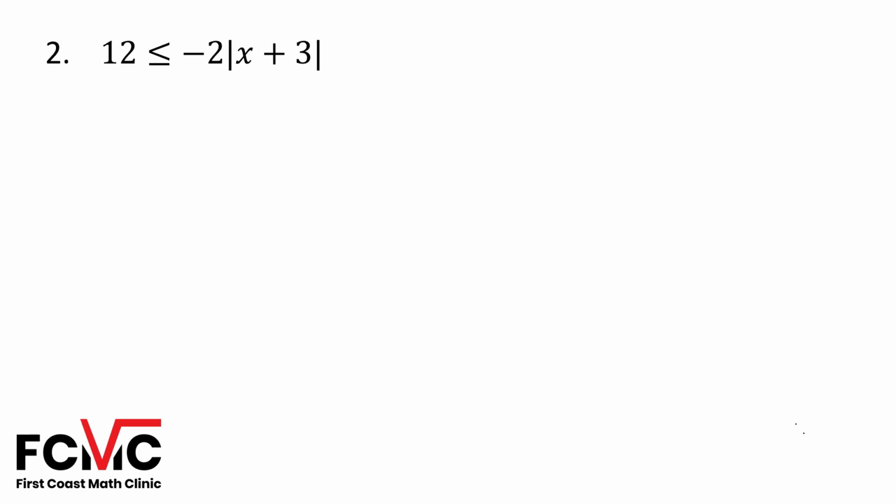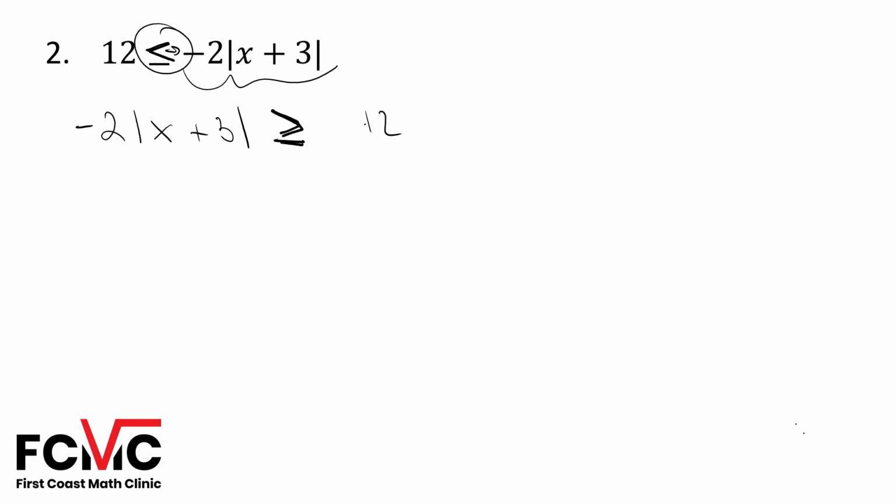For number 2, we've got 12 is less than or equal to negative 2 times the absolute value of x plus 3. I like reading this again left to right, so I want to put this absolute value on the left side. So I want to put negative 2 times the absolute value of x plus 3, and then 12 on the right side. And I've got to flip this inequality, so it's opening towards the negative 2 times the absolute value of x plus 3. I want it to open in the same direction, so the negative 2 times the absolute value of x plus 3 is still greater than the 12.